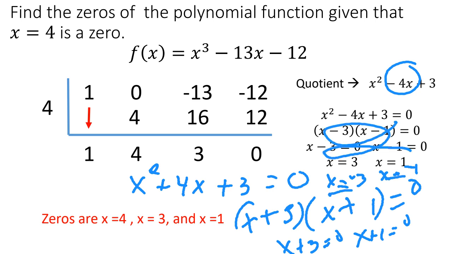So here, notice that we had a cubic function, and we were able to break it down using synthetic division to something that's quadratic. Once you have it quadratic, then you can use quadratic methods like the quadratic formula, factoring, completing the square, or the square root property. There are many different methods that you can use.